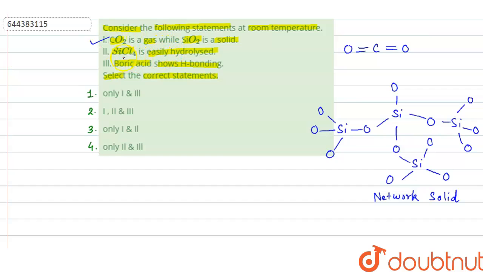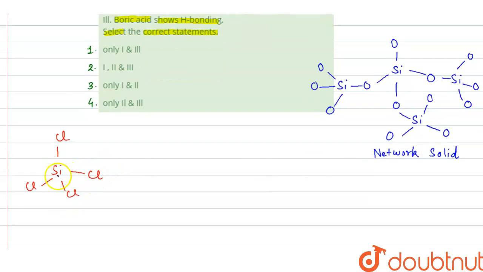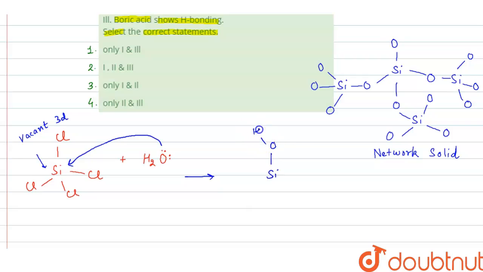Then in second statement, it is given SiCl4 is easily hydrolyzed. So this is also correct. If we see SiCl4, we have SiCl4 like this. So here silicon is the central atom and silicon has vacant d orbital. So when it reacts with H2O, it can be easily hydrolyzed because in H2O oxygen has lone pair. Since silicon has vacant 3d orbital, it can accept these lone pair of oxygen into its vacant 3d orbital. So from here we get SiO, H, we get here positive charge, and here Cl, Cl, Cl and Cl.